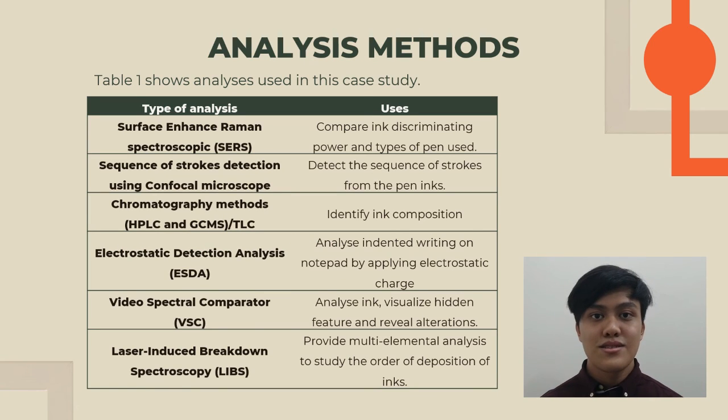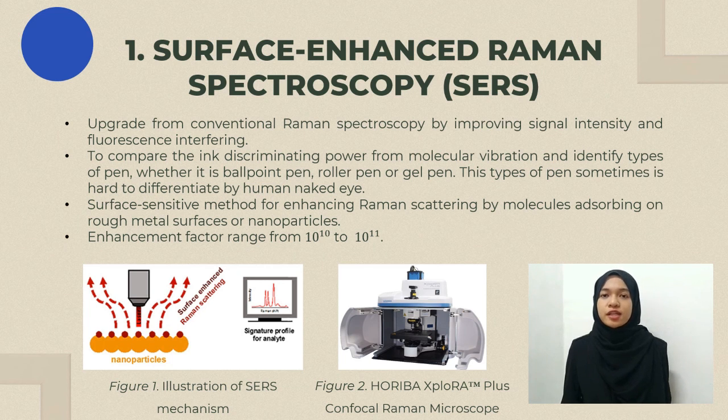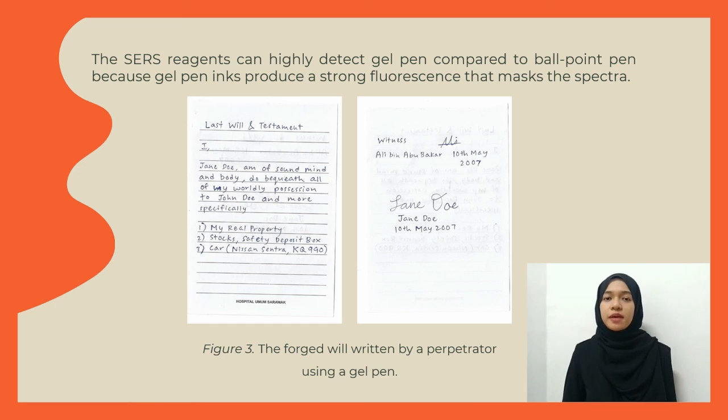The table behind me shows a list of analysis methods that will be used to analyze the document evidence provided. For the first analysis, our team used SERS to compare discriminating power and the type of pen used. It is non-destructive and non-invasive. This technique is an enhancement of Raman spectroscopy, commonly used for discrimination by molecular vibration. It is a powerful technique that can detect the lowest concentration of an analyte through a high amplification of the electromagnetic field. Based on the forged will, the suspect tends to use a gel pen of any kind in his writing, regardless of it being blue or black ink.